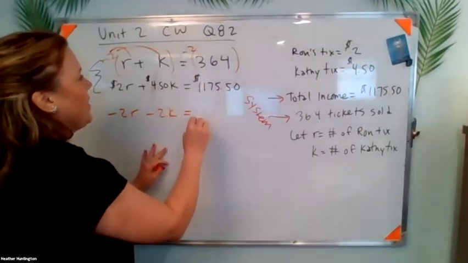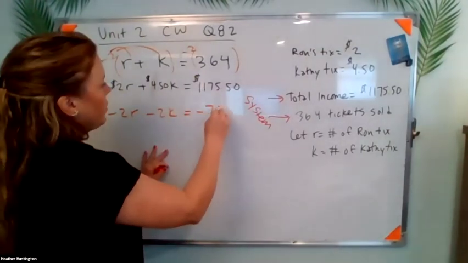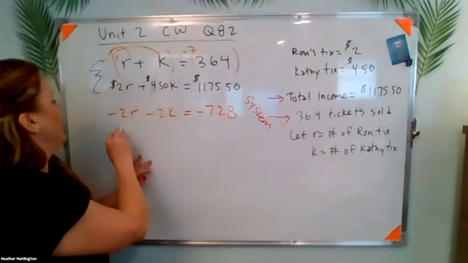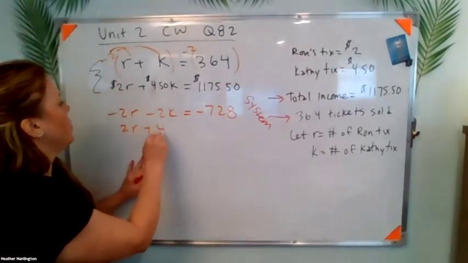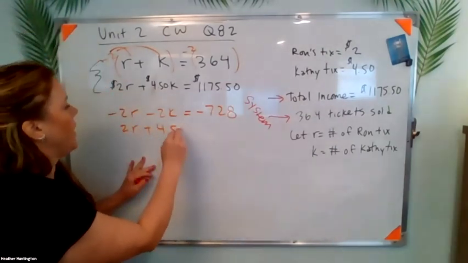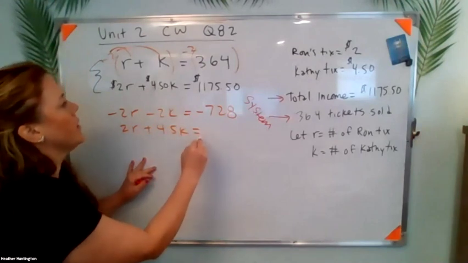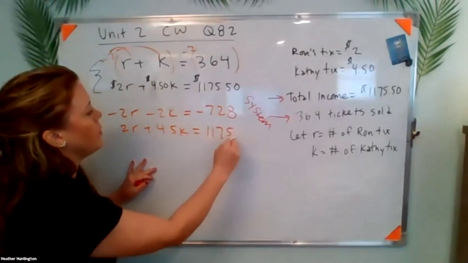Okay, so then we've got -728. And then we've got 2R plus 4.5K. So I'm just going to write 4.5K equals 1175.5.